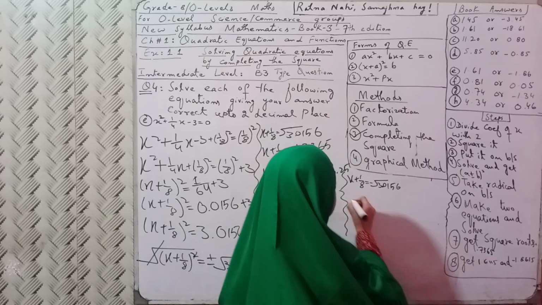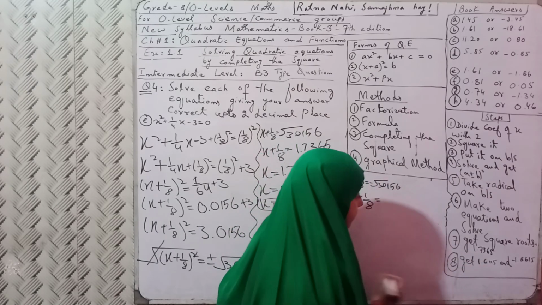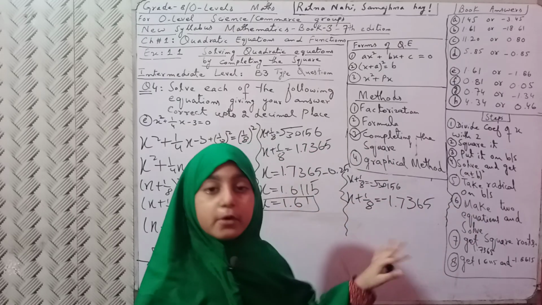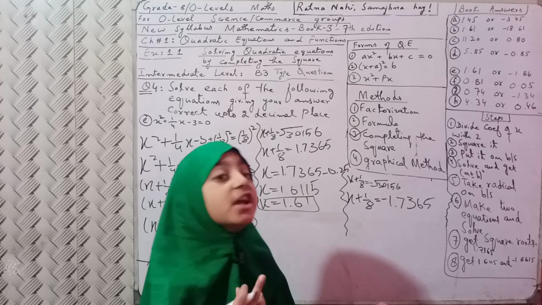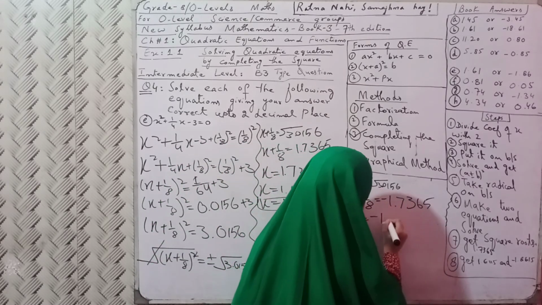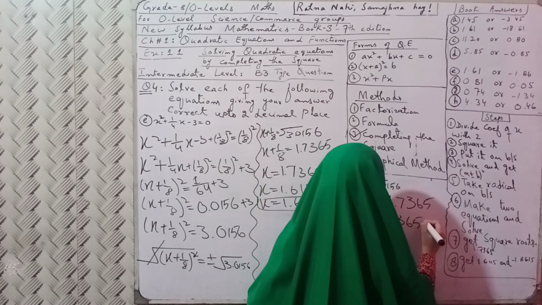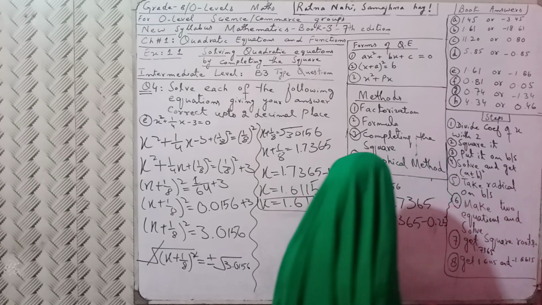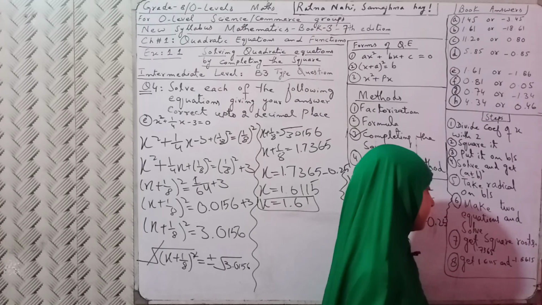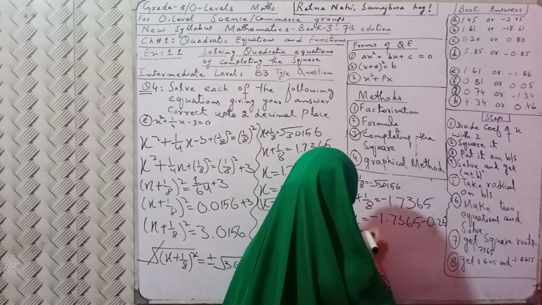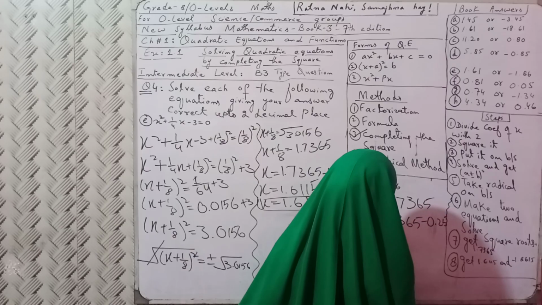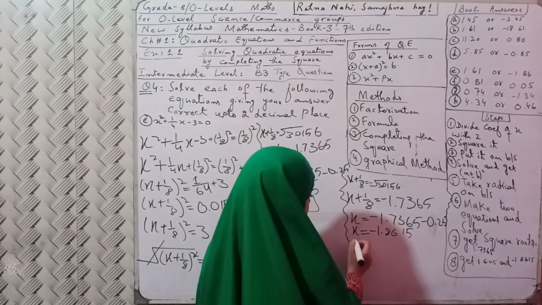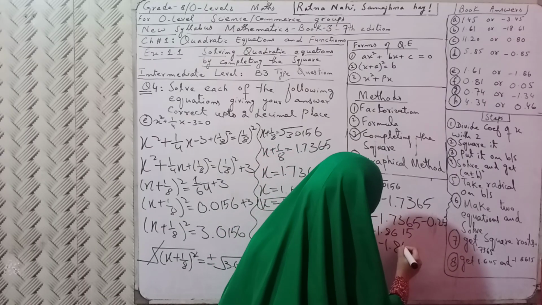So here we will do the x plus 1 upon 8 is equal to minus 1.7365. This will go there, this will be in minus and we will divide it. So x is equal to minus 1.7365 minus 0.125. Then we get minus 1.8615. Now we will round off. So x is equal to minus 1.86.